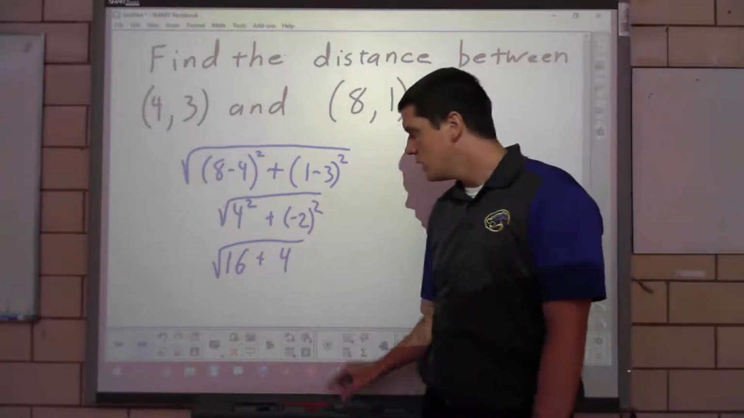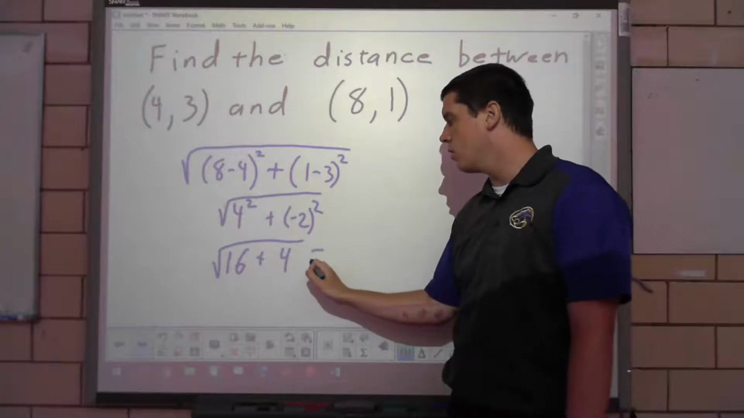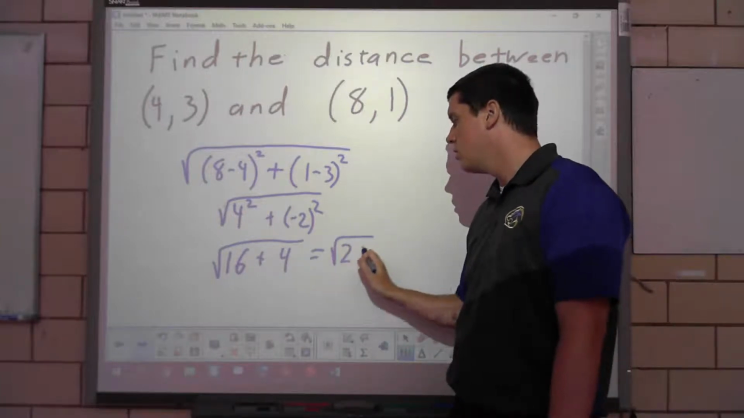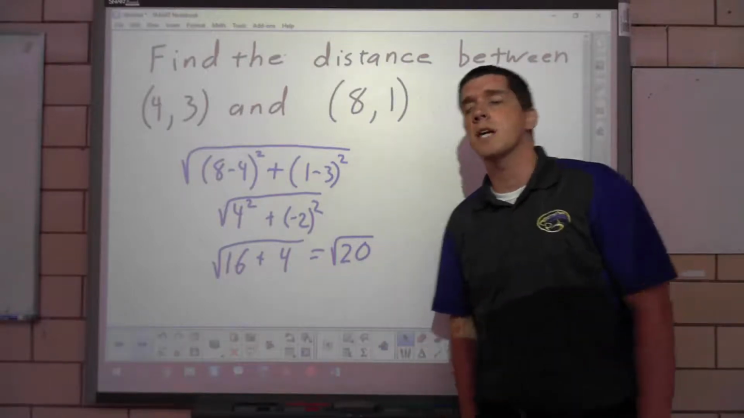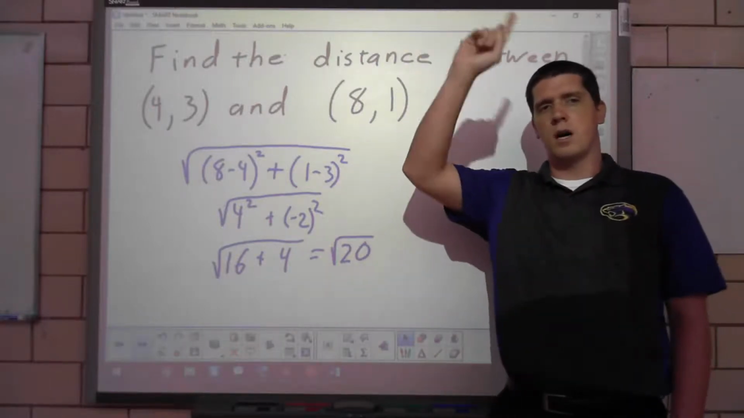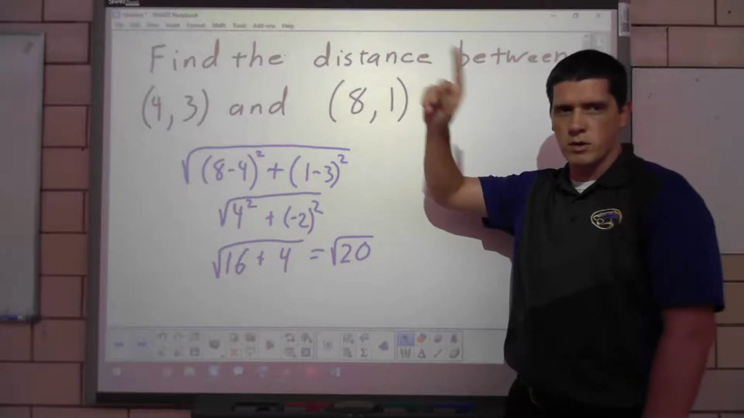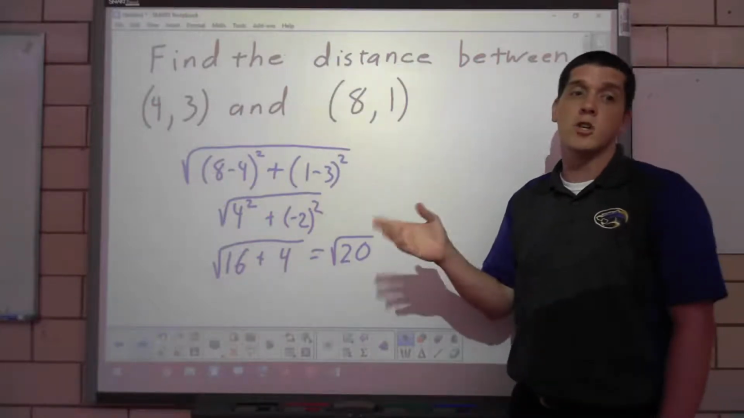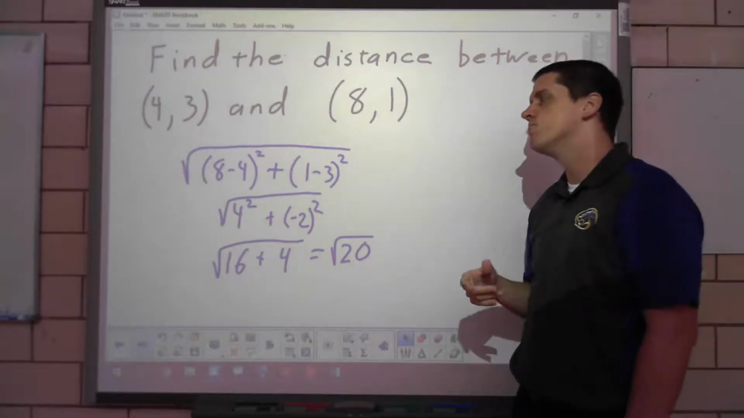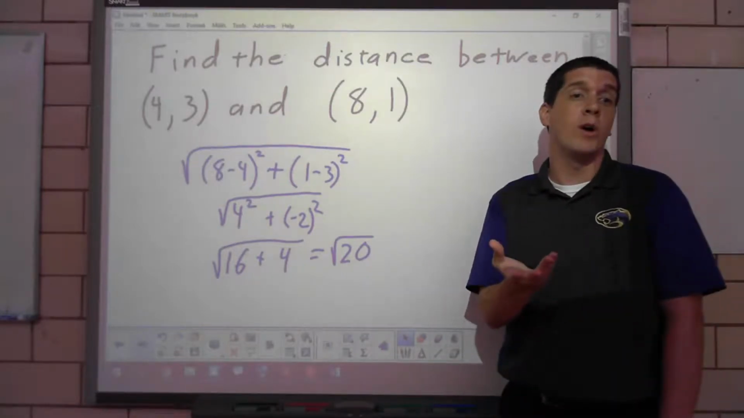So 16 plus 4 equals the square root of 20. Now, here's what I want to tell you, because I'm sure some of you guys are going, Mr. Keith, when I typed this into my calculator, it said it's 4.4 blah, blah, blah. First off, that's wrong. That's not what it is. It's close to what it is.